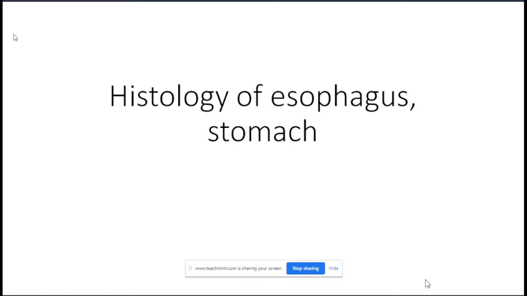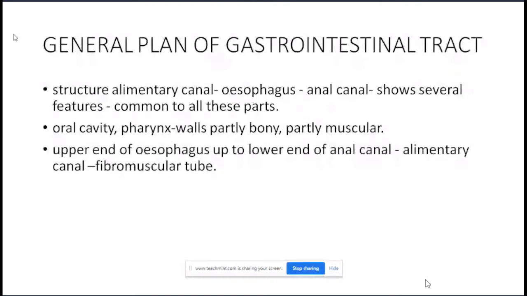So we are first seeing the detailed structure of the general histology of the GIT tract. Generally the alimentary tract starts from the esophagus and ends at the anal canal. In between, these parts show several features which are common to all of them. So here we consider first the common features before we differentiate into each organ.